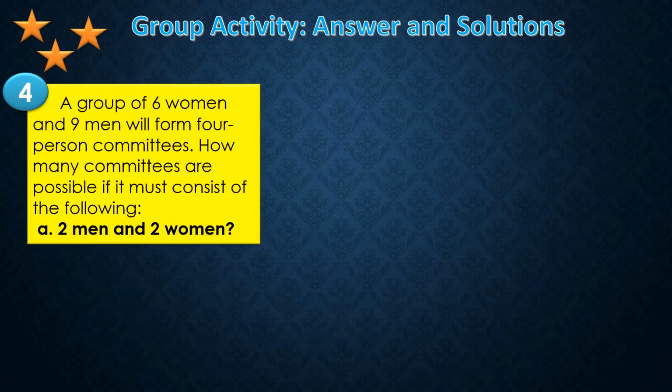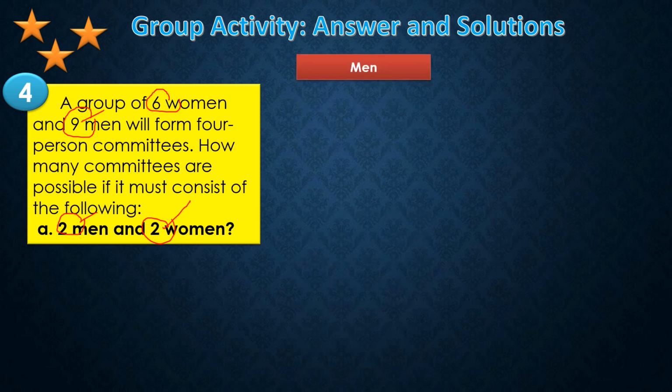Number 4 question, a group of 6 women and 9 men will form 4-person committees. How many committees are possible if they must consist of the following? So the condition, class, in number 4 letter A is 4 members: 2 men, 2 women. We choose from 6 women and 9 men. So again, from 9 men we take 2, from 6 women we take 2, because our committee has only 4 members.